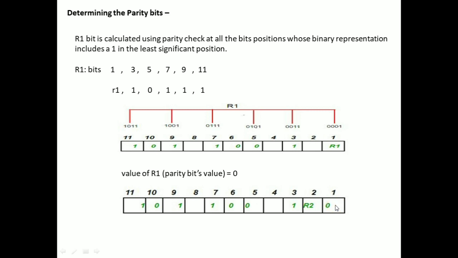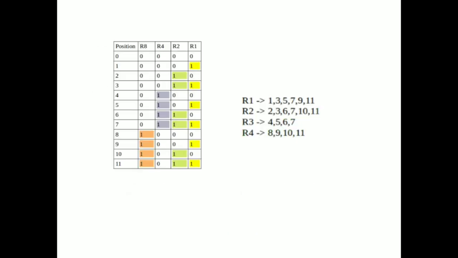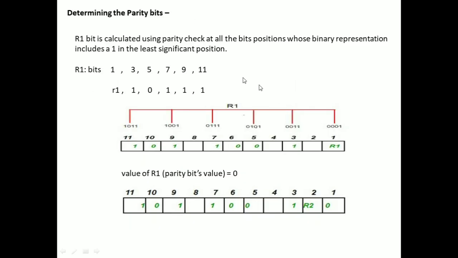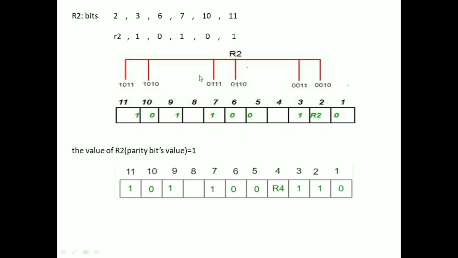So I hope you understood, right? So let us go for R2. It will be more clear. Which bits do we have to check for R2? For R2 we have to check 2, 3, 6, 7, 10 and 11. So for R2 we are going to check the value set 2, 3, 6, 7, 10 and 11. At the second bit position we have R2. This we have to find out.